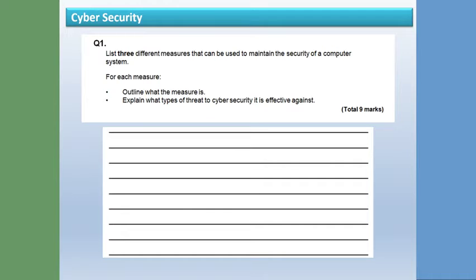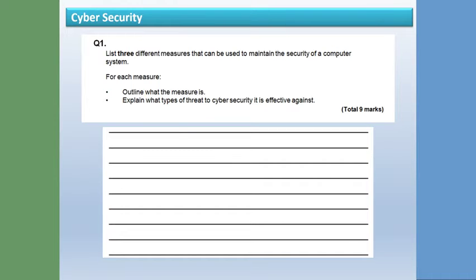The cybersecurity question here on screen, this is actually a 9-mark question. Okay, so list 3 different measures that can be used to maintain the security of a computer system. For each measure, so each one that you outline, so 3, you need to outline what the measure is and explain what types of threat to cybersecurity it is effective against. Okay, so this is talking about how we stop cybersecurity issues. Okay, so 9-mark question. It wants 3 different measures.